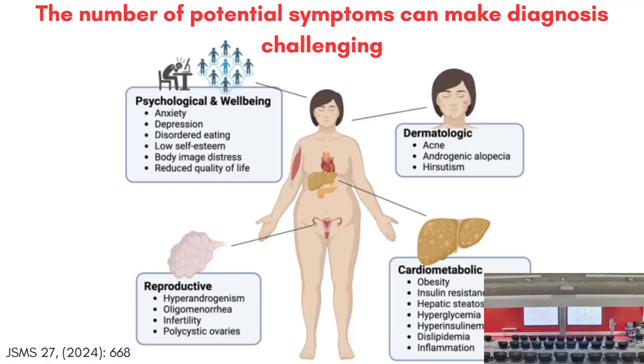So because of the number of potential symptoms, it can be difficult to diagnose. You can also misdiagnose as well. So someone might have obesity and have a number of these different issues, but not have PCOS in any way at all. It's just a combination of factors being driven by the central obesity, if you like. So it makes it challenging.